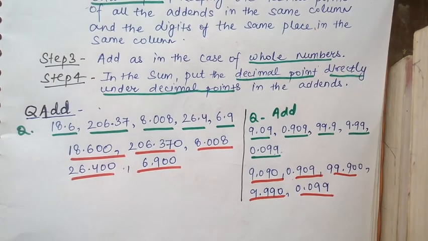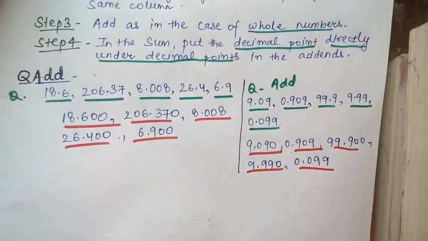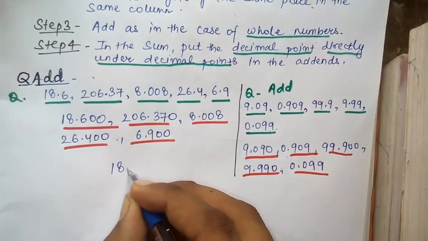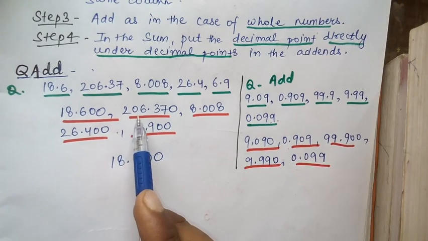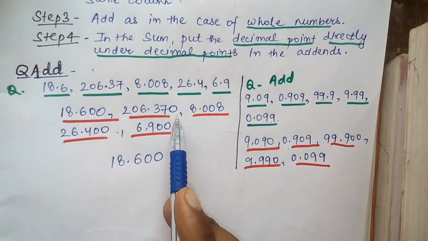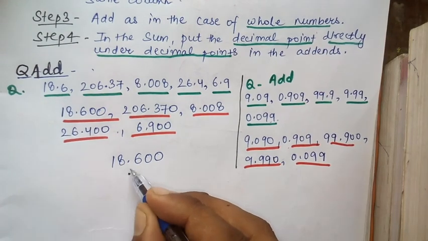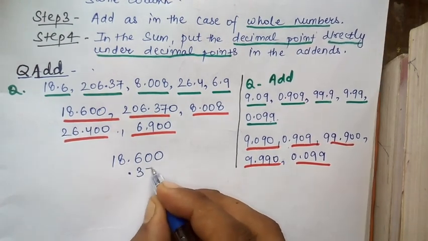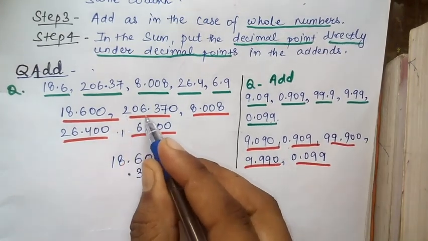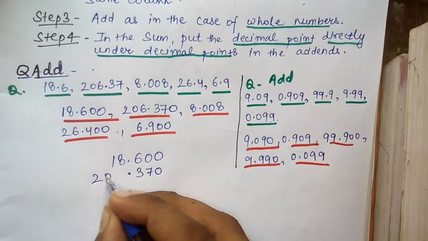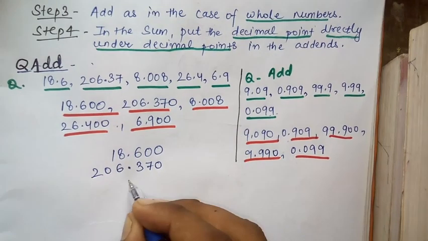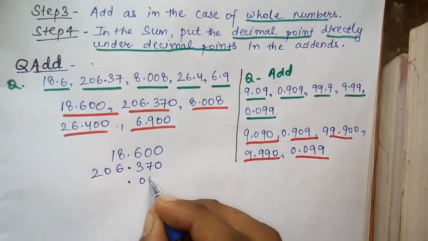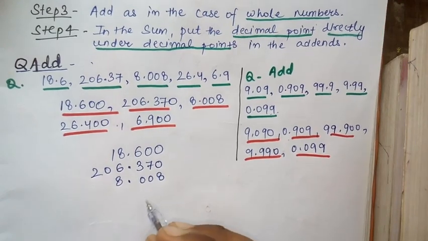Now we will arrange these like decimals in column form so that we can add them. Our first decimal is 18.600. Now the second decimal is 206.370. First we will put point under the point, then we will write the decimal part 370, and then we will write the whole number part, 206. Again 8.008, we will write point under the point, then decimal part, and then whole number part.